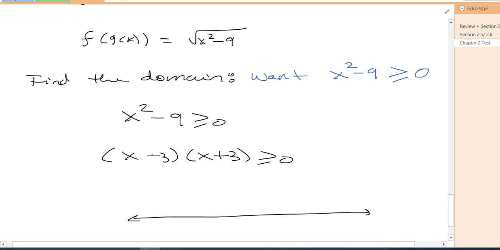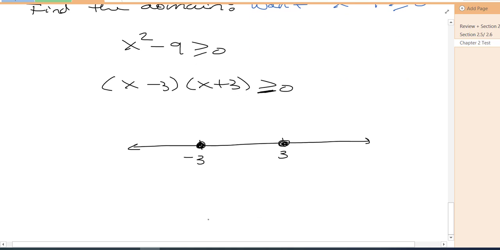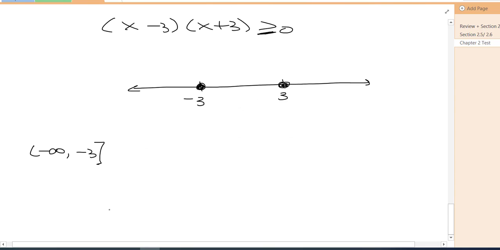So what makes this 0? 3. And we will include it because we have the equals there. And what makes this one, x plus 3, 0? x is negative 3. And we pick test points. So we have 3 intervals. We have from minus infinity to negative 3. Oops, that one is included. Negative 3 we get to include. Then we also have the interval negative 3 to 3, and we also have the interval 3 to infinity, included at 3.